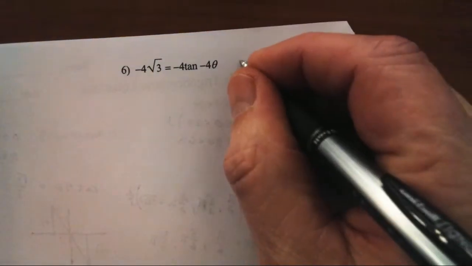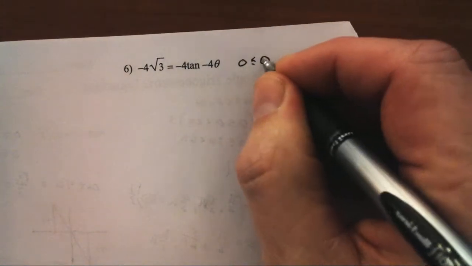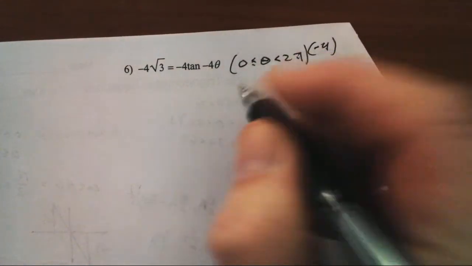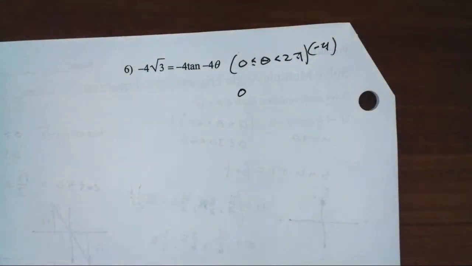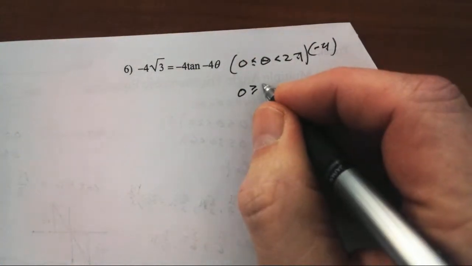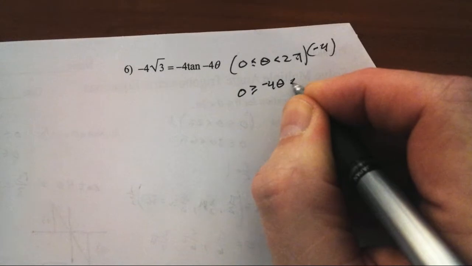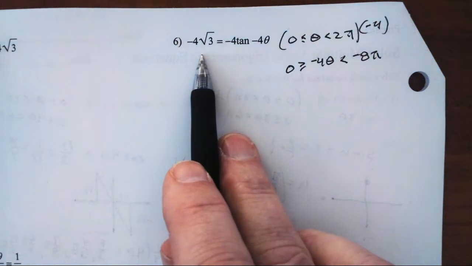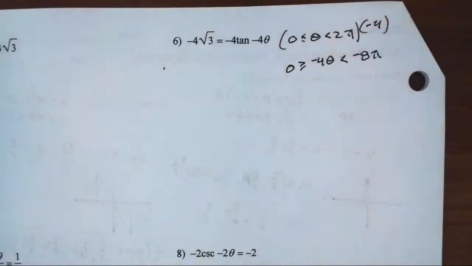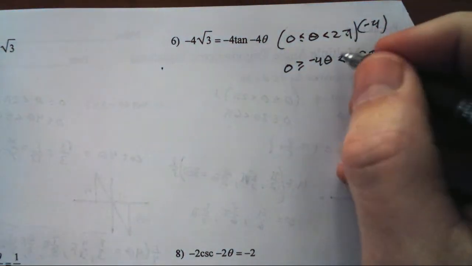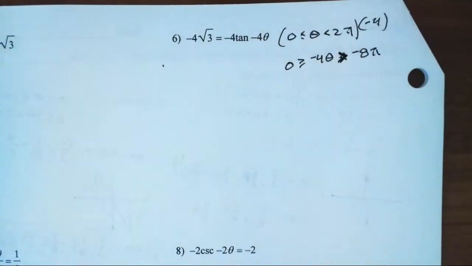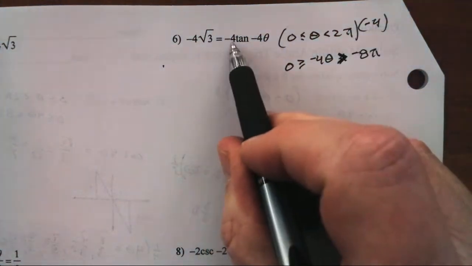Not too bad. So 0 is less than or equal to theta is less than 2 pi, but I want to multiply all that by -4. So 0 is greater than or equal to -4 theta is greater than -8 pi. We need 4 revolutions backwards where this happens. Would you flip the other side too? Oh, I definitely should have. Thank you. Should switch that one. Okay, so I'm going to divide by -4 here.